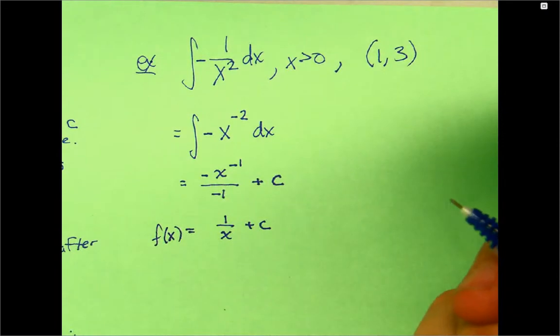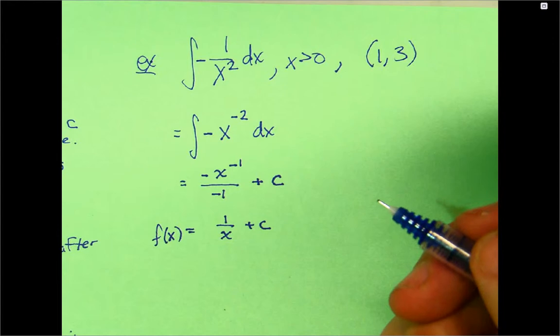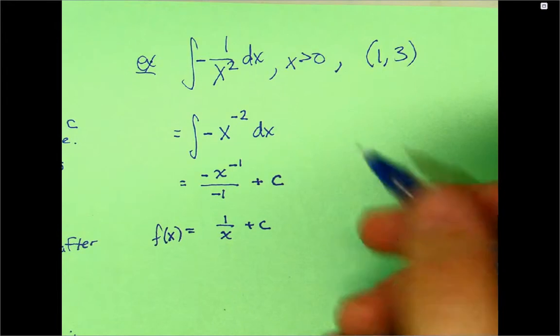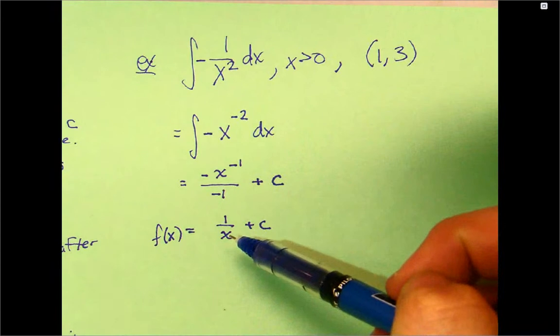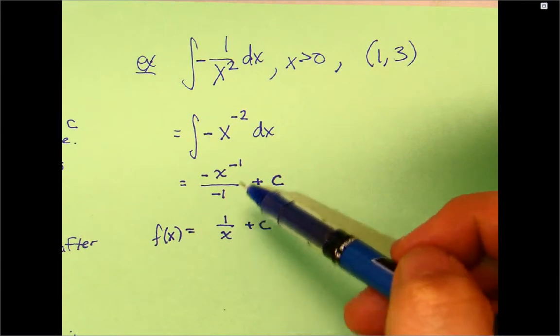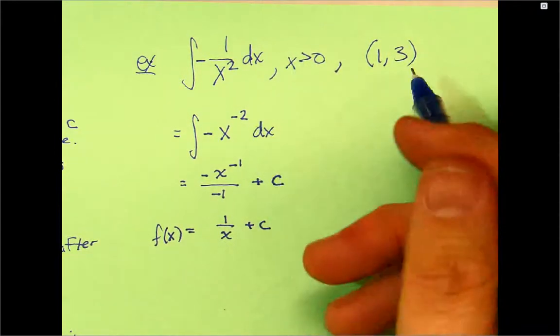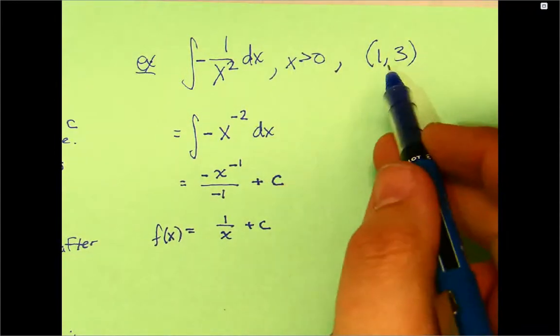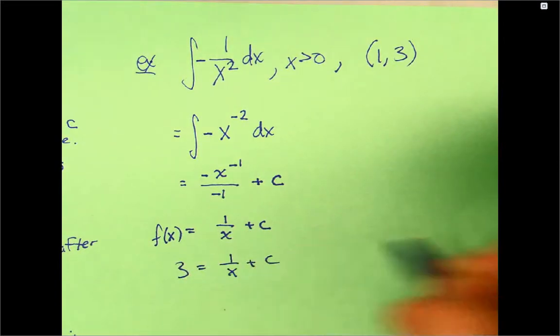Now do you see why we want x greater than 0? What if x was less than 0? What would happen? You wouldn't be able to... It'd just be all messed up. So now, we plug in our value. 3 is equal to 1 over x plus c. So 3 is equal to 1 over 1 plus c.